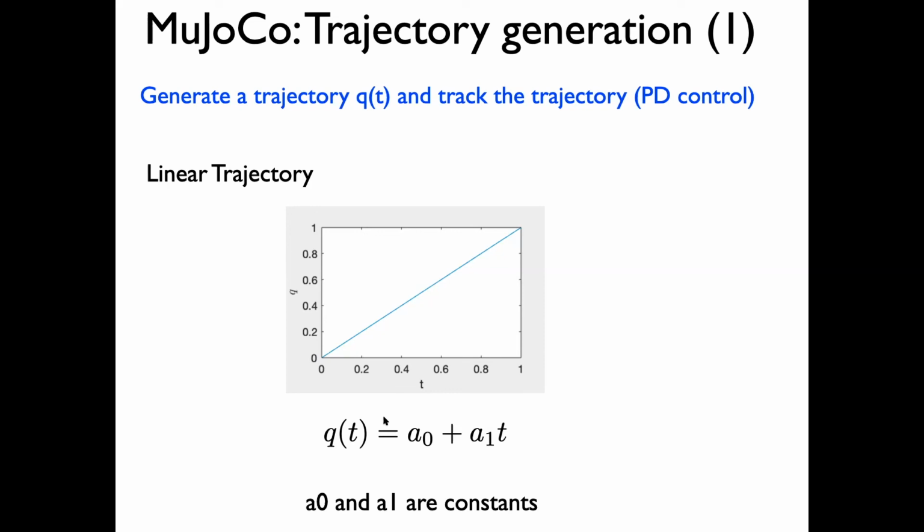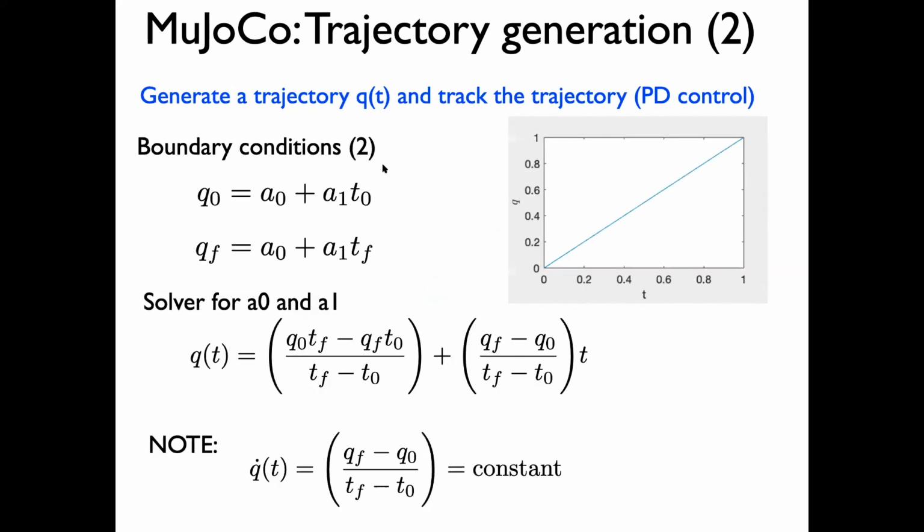What's the equation of a straight line? Well, it's A0 plus A1t, where A0 and A1 are constants. What remains is to find A0 and A1 such that the initial and final positions are met. So we define what are known as boundary conditions. Let's say that we want the joint to be at Q0 initially at time T0, and then at QF at time TF. Once we put in these values, we have two equations and two unknowns, A0 and A1, and so we can solve for those two unknowns.